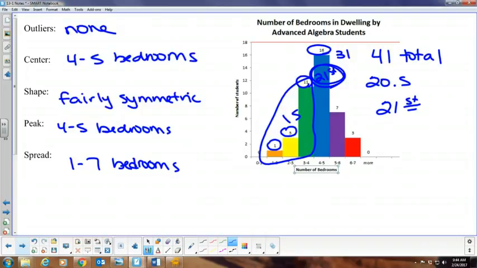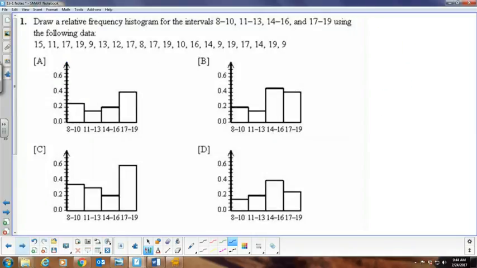So the last one we're going to do, oh, sorry, maybe not the last one. Let me see what I got here. There I have randomly this question. I know this isn't in your notes, but this is on your Excel math, so I'm just going to talk about it quick. It says draw a relative frequency histogram for 8 to 10, 11 to 13, and so on. So here's the following data.